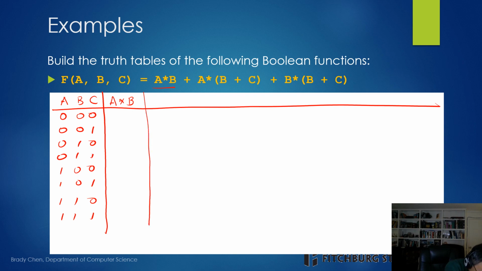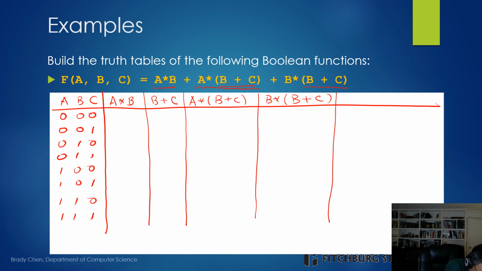We also need to calculate the component B or C, I'm sorry, B or C. Then the next one we want to build is A and B or C, which is A times B plus C. And then for the final, we just add these three together, so you get F of A, B, and C.